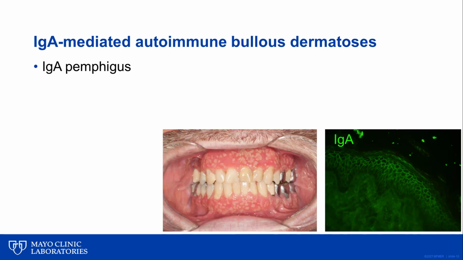IgA pemphigus is a very rare intraepidermal blistering condition characterized by pustules clinically. Acantholysis with neutrophils can be seen on biopsy, and direct immunofluorescence demonstrates IgA cell surface deposition. Treatment often includes dapsone or other agents that target neutrophils.